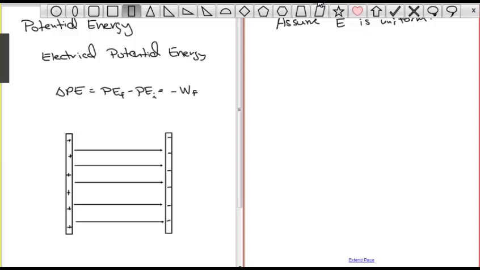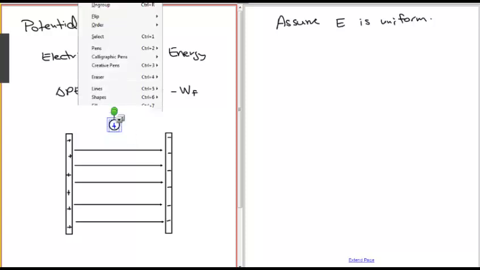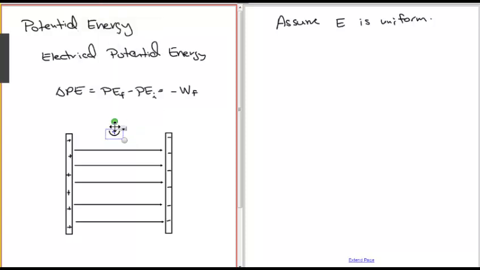Now, if we take a charged particle, we're going to use a positively charged particle because we've always used positive charges as our test charge in the past when doing this. So here we have a positively charged particle. And because of this electric field, the positively charged plate is going to push it away to the right, and the negatively charged plate is going to pull it to the right. So you have both a push and a pull.